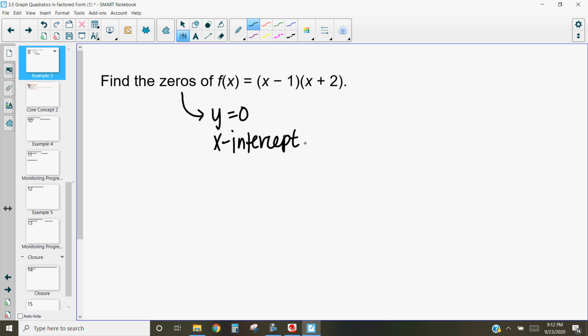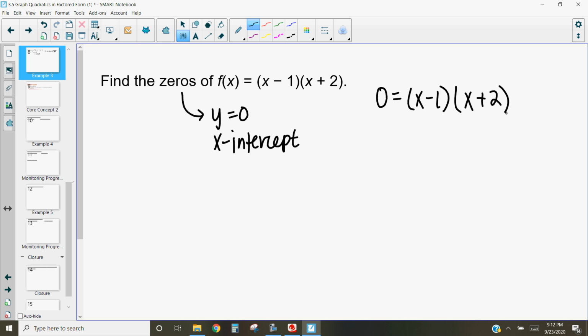Whenever we see something that says find the zeros of f of x equals x minus 1, x plus 2, find the zeros of the function, what we're talking about is if the function equaled 0, what are the numbers that would make it equal 0? That's why it's called the zeros. We talked about how to do this in a previous video when we talked about solving polynomial equations in factored form back in chapter 2.